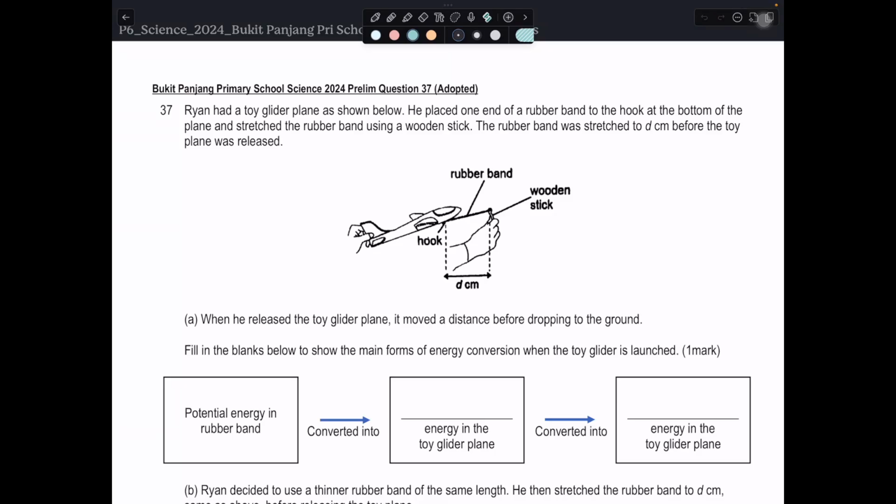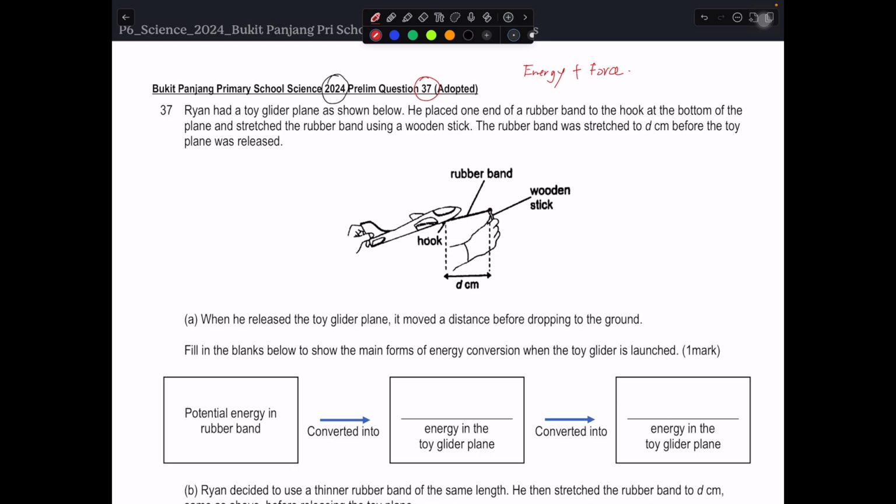So today I'll be going through Bukit Panjang Primary School. This is the 2024 prelim question number 37 on energy, as well as a little mix of forces. Okay, so Ryan has a toy glider plane as shown over here.